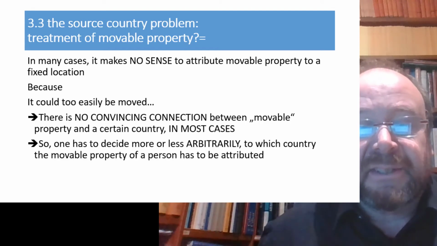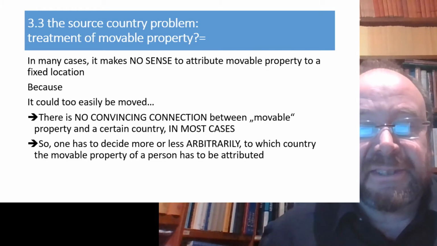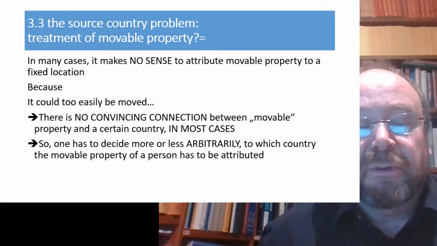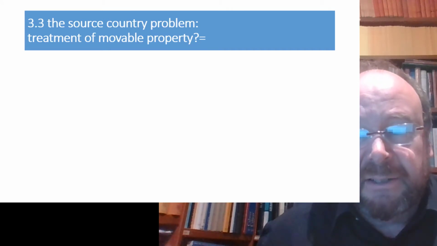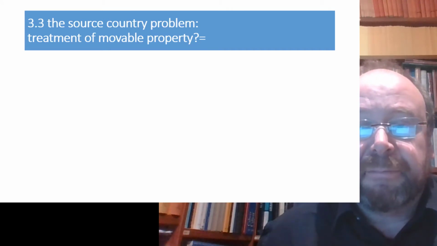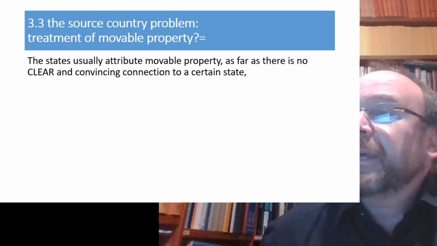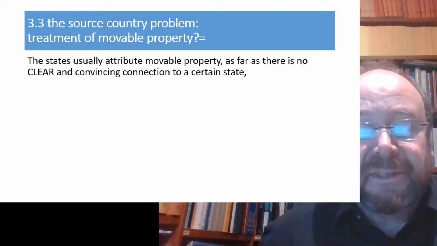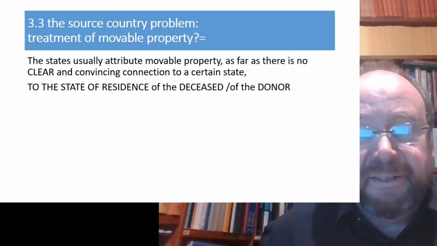So you have to decide more or less arbitrarily, but with international consensus, to which country the movable property of a person has to be attributed. And here, the states usually say we attribute movable property, as far as there is no clear and convincing connection to a certain state, to the state where the deceased or the donor lived.